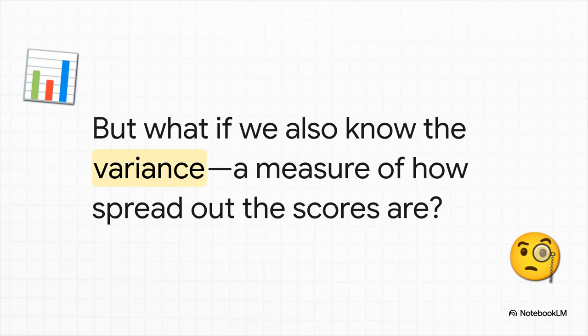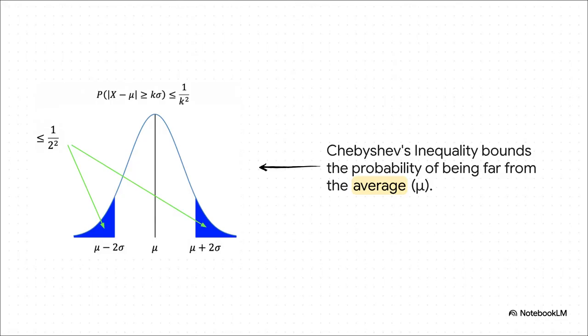We just need one more piece of information, something called variance. You can just think of it as a measure of how spread out the scores are. If the variance is low, it means most scores were clumped together near the average. If it's high, they were all over the place. And knowing that brings us to our next tool, Chebyshev's inequality.